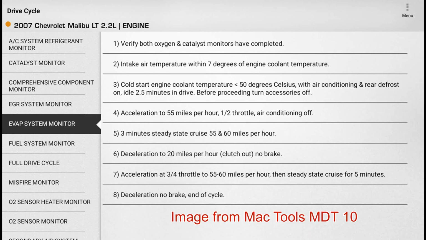But before you go on that road test, it's a good idea to have a solid understanding of readiness monitors and drive cycles. Let's take a look at a drive cycle. You can find drive cycles in shop information systems, OEM service websites, and even some scan tools. Simply put, a drive cycle is a pattern of vehicle operation that allows the vehicle's computer to review data and confirm proper function of a specific system.